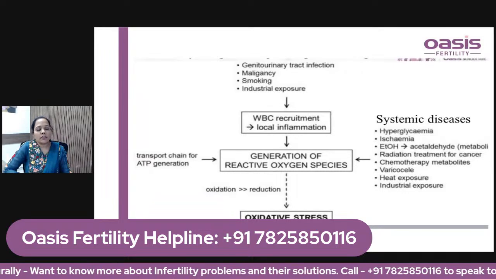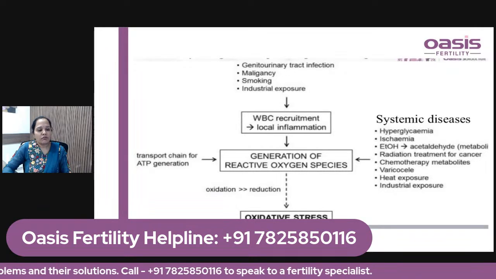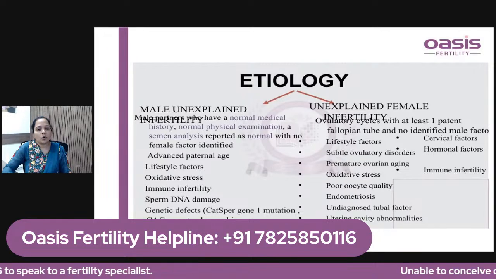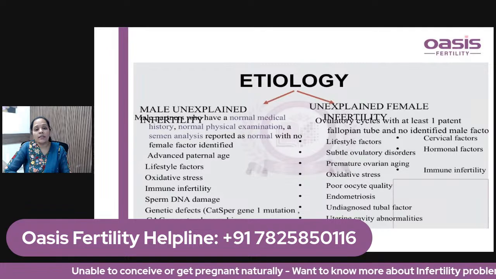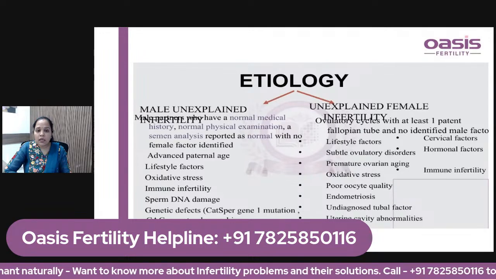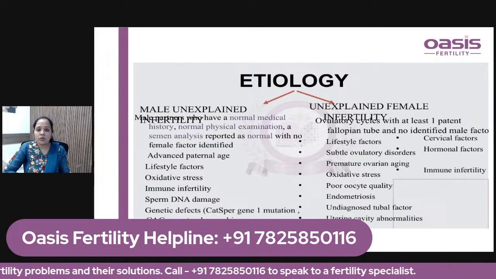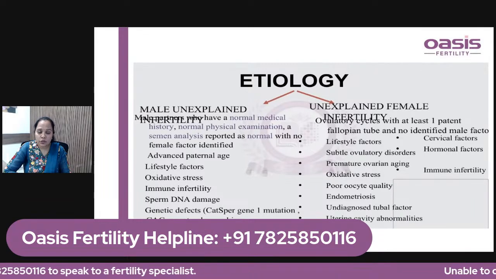After oxidative stress, next comes immune infertility. In immune infertility, there is production of anti-sperm antibodies. These antibodies usually appear because there is any developmental abnormality, or there is a breach in the blood testis barrier because of trauma or because of infection or any obstructive pathology.